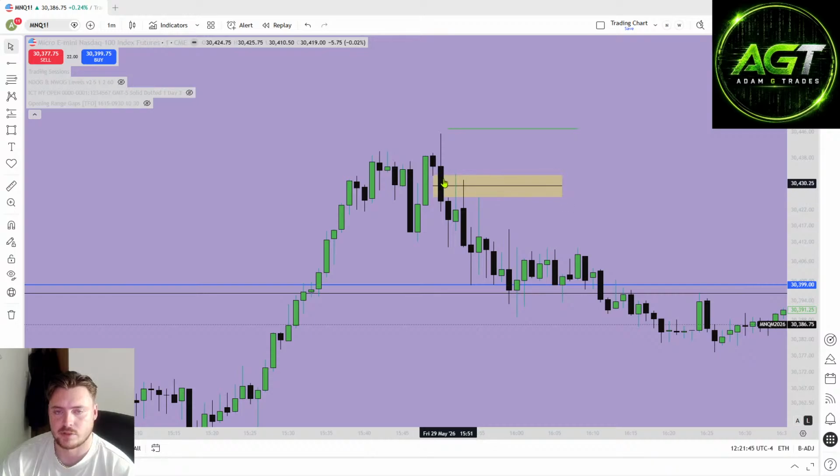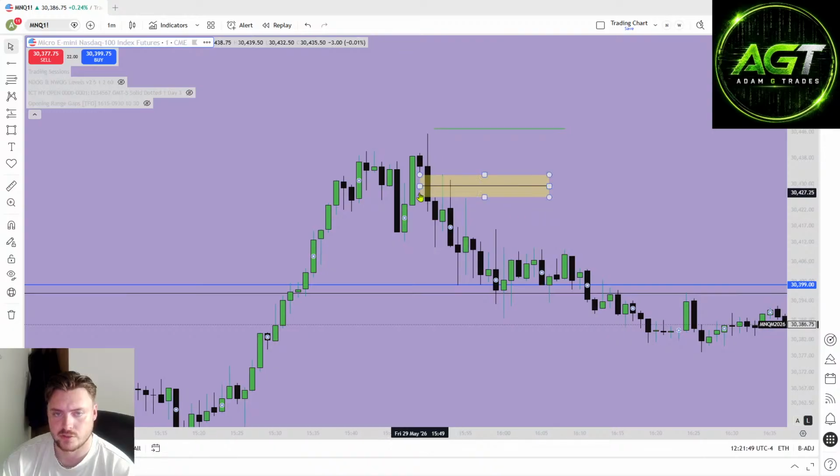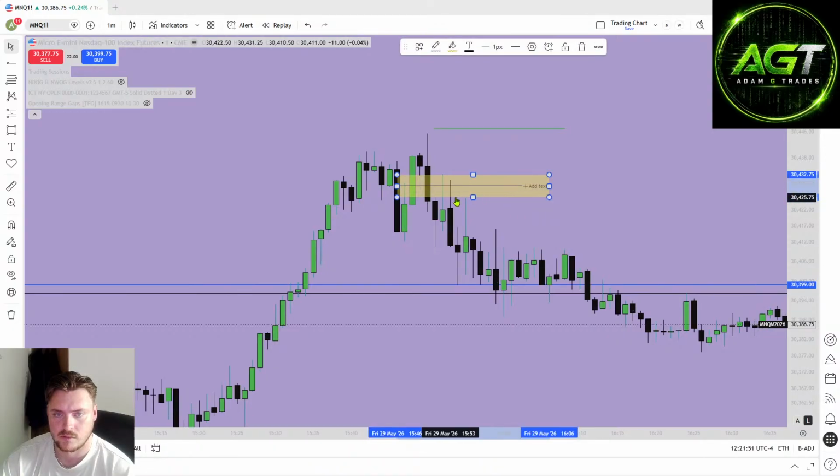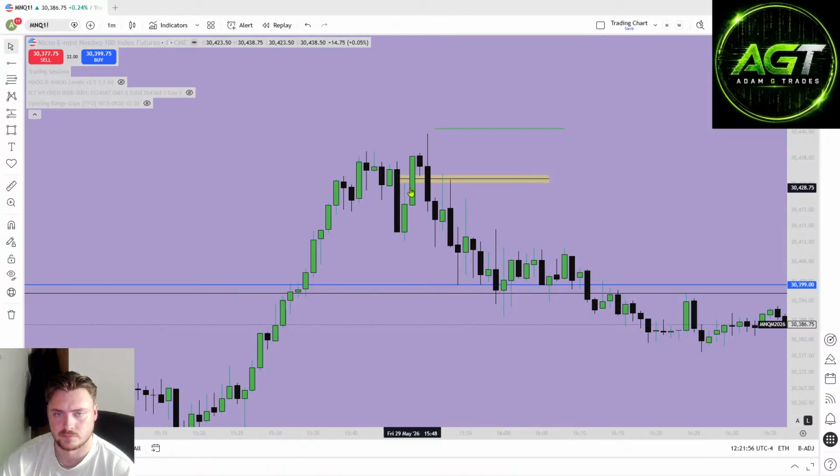Inversion fair value gap. No, sorry, fair value gap. Your inversion fair value gap is this one. So price comes up, trades through it. We're looking for entries. This candle here, as it hits it, you're entering, and then it rushes right down. Okay, makes sense. And then this one too, same again.